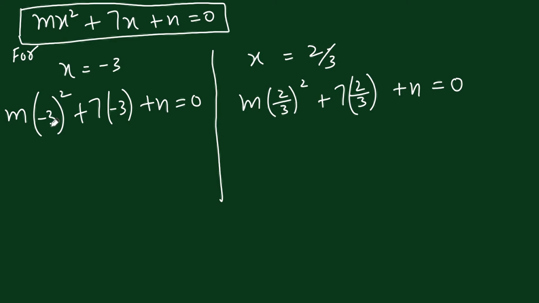So this will come square of minus 3 is 9, 9 into m is 9m, minus 3 into 7 is minus 21, plus n is equal to 0. This will come square of 2 is 4 and square of 3 is 9.